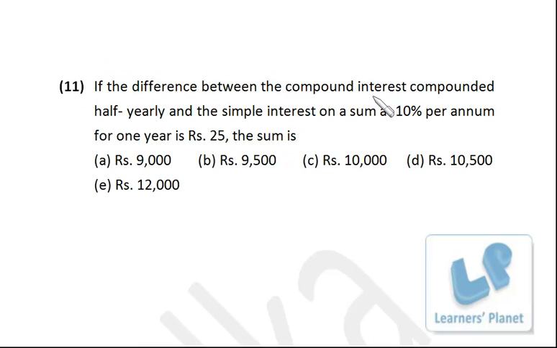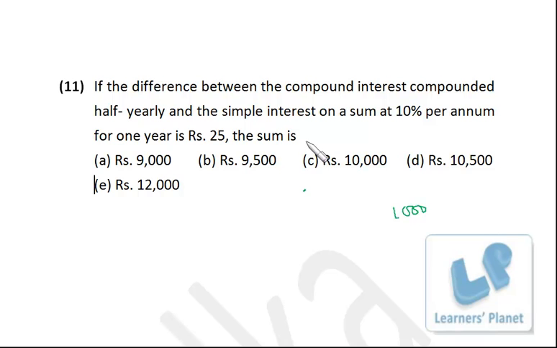If the difference between the compound interest compounded half yearly and the simple interest on a sum at 10% per annum for 1 year is rupees 25, then the sum is, okay, you can just go by options. Just take a simple option, that is 10,000, and we go for the verification. Let's see what happens. 10,000 at 10% per annum simple interest, the interest will be 1,000 rupees, right?